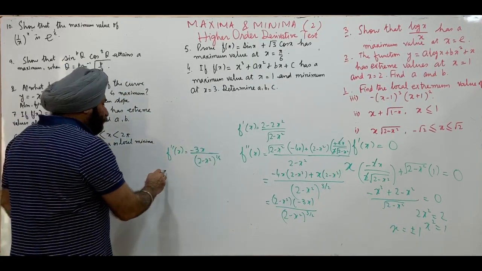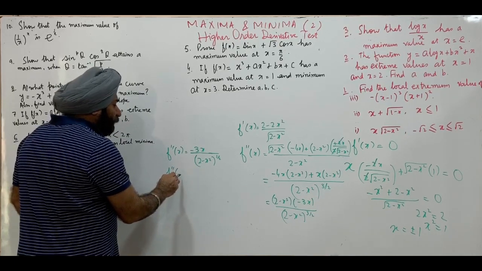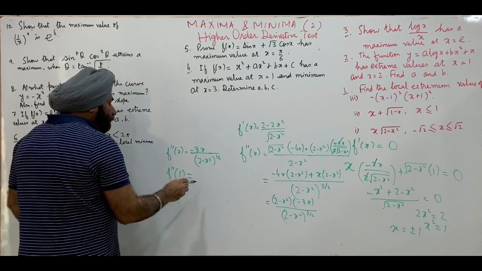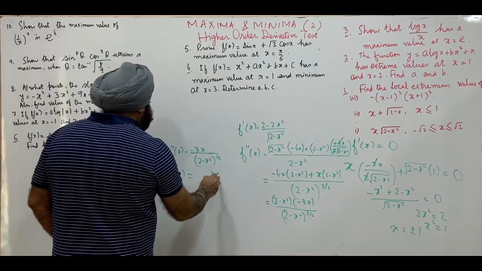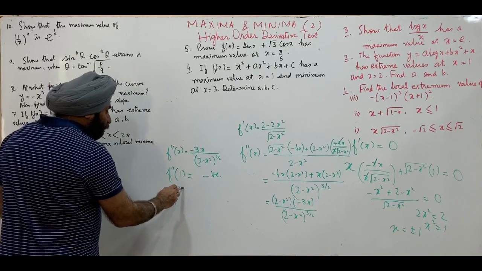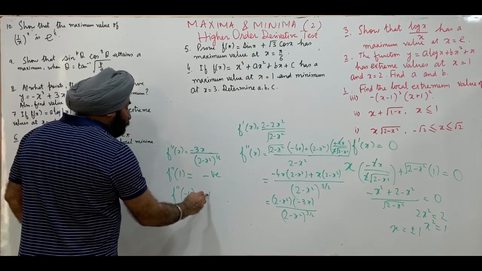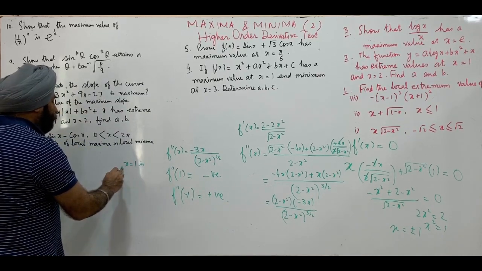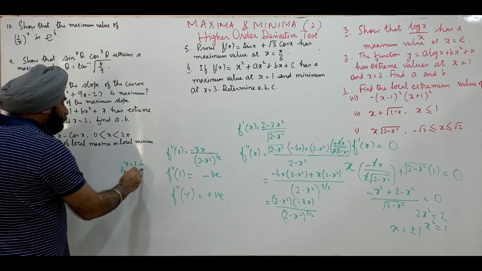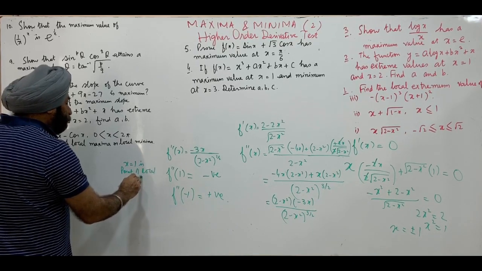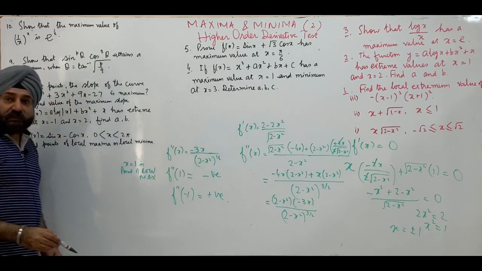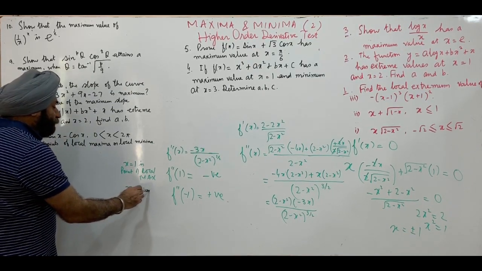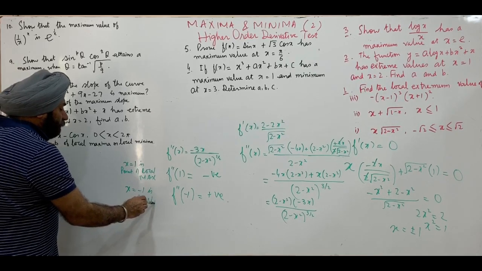Now when x is 1, we have to check the sign of the second order derivative at the first critical point, that is 1. So this will be negative. And what is f double dash at minus 1? It's positive. So x is equal to 1 is a point of local maximum, since the second order derivative is negative. Similarly, x equal to minus 1 is a point of local minimum.